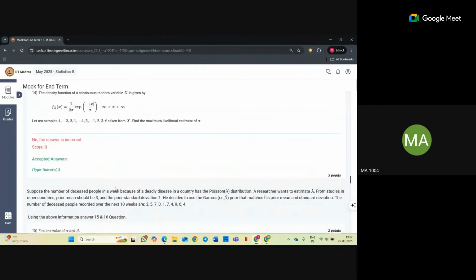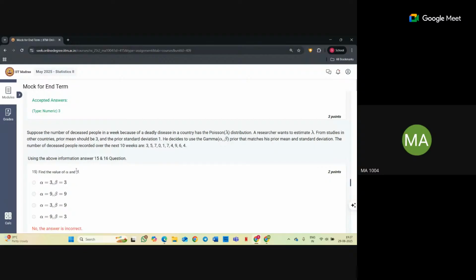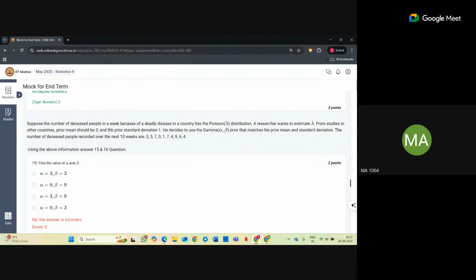Now, suppose the number of diseased people in a week because of a deadly disease in the country has a Poisson distribution with lambda as a parameter. A researcher wants to estimate lambda. From studies in other countries, prior mean is given to be 3 and standard deviation is given to be 1. He decides to use gamma as the prior that matches his prior mean and standard deviation. The number of diseased people recorded over the next 10 weeks are this. Find the value of alpha and beta.